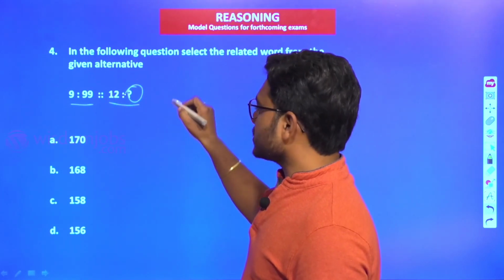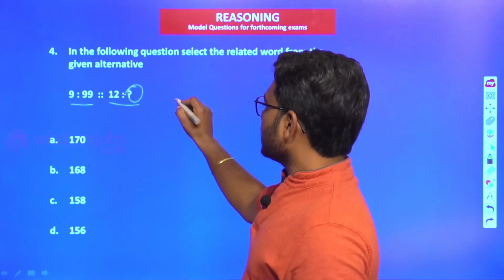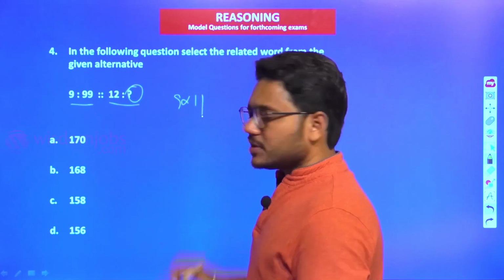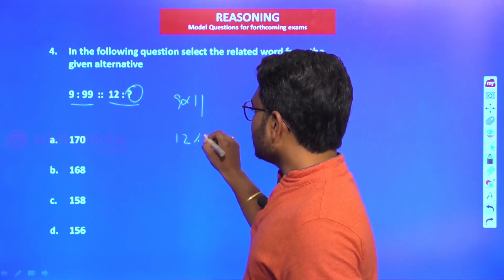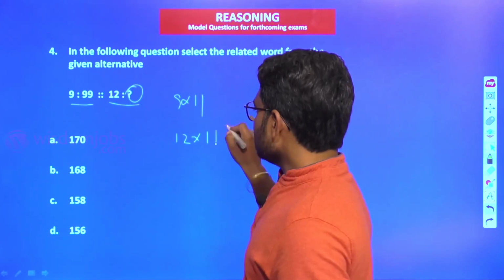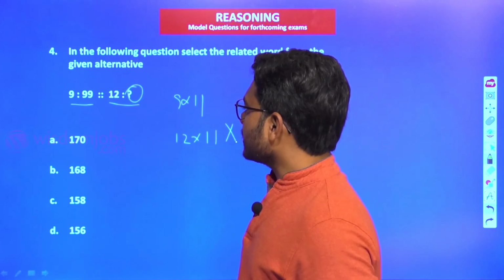Easily, we could see initially, immediately after saying this, you could think of 9 into 11. But try to check whether the answer is available here. 12 into 11 is 132. Is it available? So this approach is wrong. Then again go to another approach.